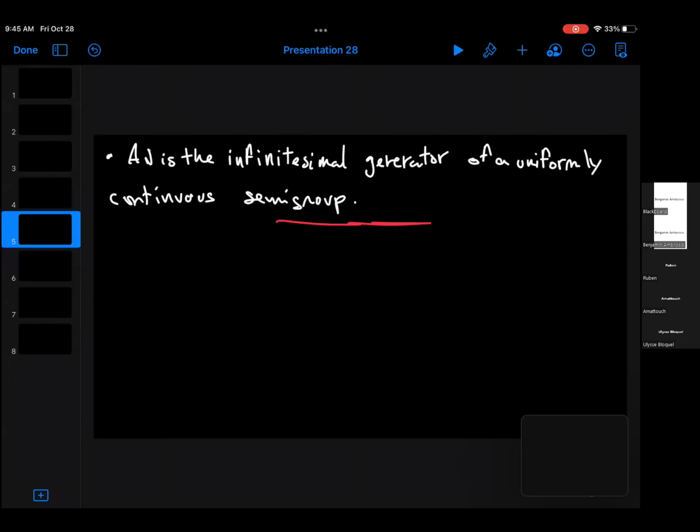Okay, so in order to prove that A lambda is the generator of a uniformly continuous semigroup, it is sufficient to prove that, in fact, the linear operator A lambda is bounded. Okay, this is a theorem. If A lambda is a bounded linear operator, then it generates a uniformly continuous semigroup. Okay, that's our first theorem. Okay, so let's do that.